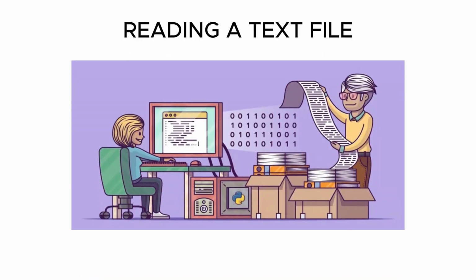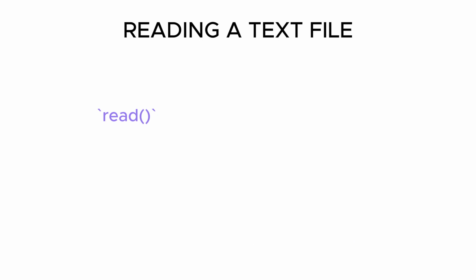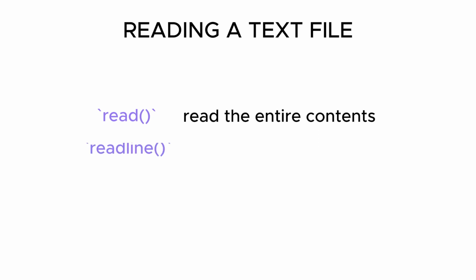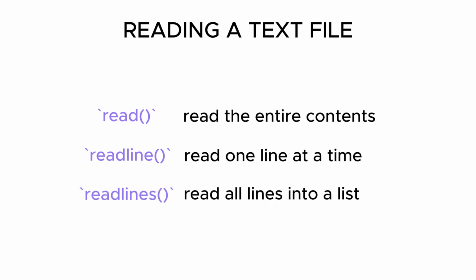Reading a text file. To read a text file in Python, we can use the open function with the file name and the mode set to r. We can then use the read method to read the entire contents of the file as a string. Alternatively, we can use the readline method to read one line at a time, or the readlines method to read all lines into a list.